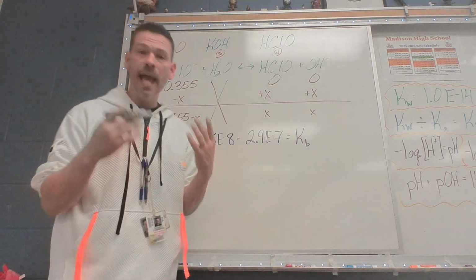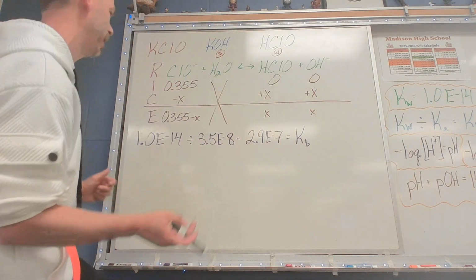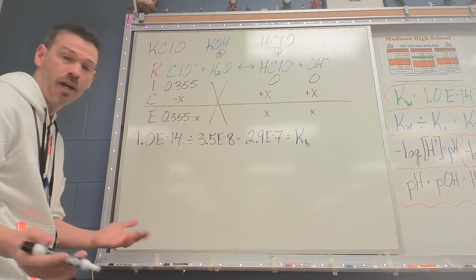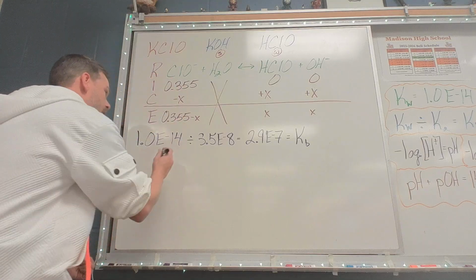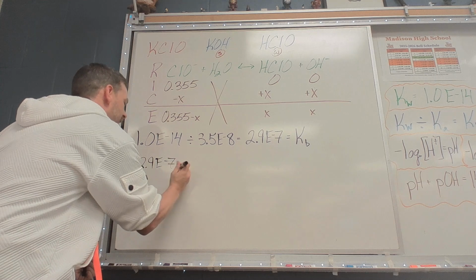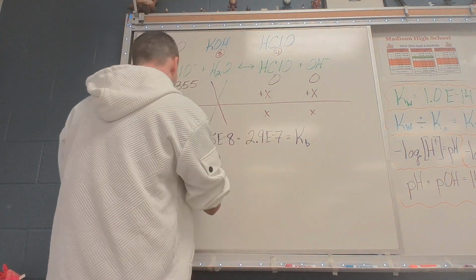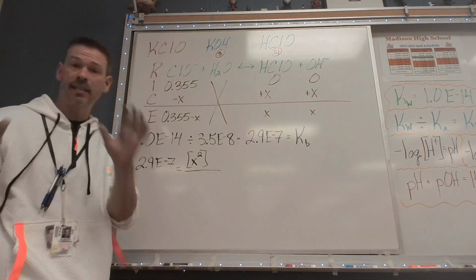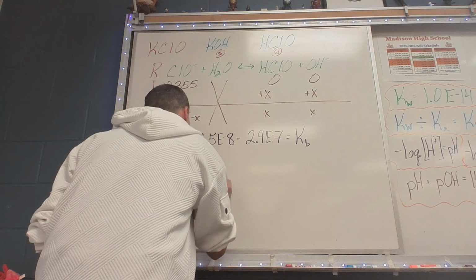All right, now we have a good K, and now there are no tricks, unless you think that stuff we do in here is always tricky. But anyway, we've got a Kb, so now we can plug and chug. K equals products over reactants, right? So we'll go 2.9 E negative 7 equals the products from the E row, X and X, over the reactants from the E row, 0.355 minus X.